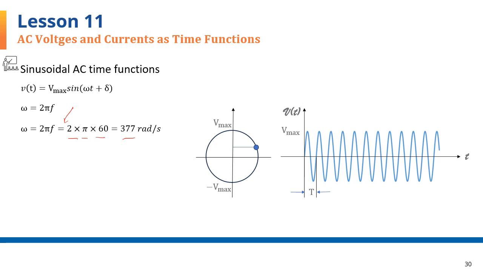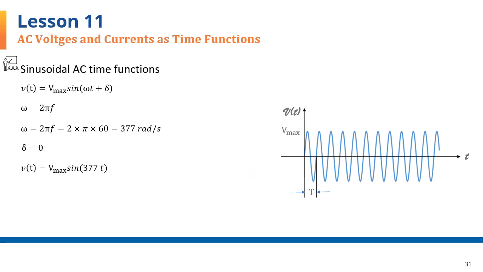Also, since this diagram shows no horizontal displacement of the graph in either direction, as you can see, it starts at 0, delta, which shows here in the equation, should be set to 0 for the equation to truly represent this graph here. So for this graph, this delta is equal to 0, but not in general. So this equation then becomes Vmax times sine of 377t.